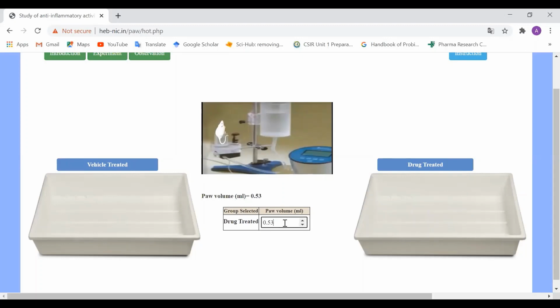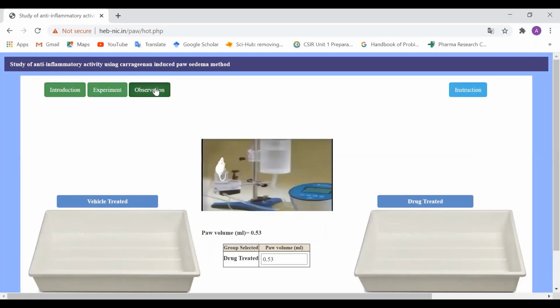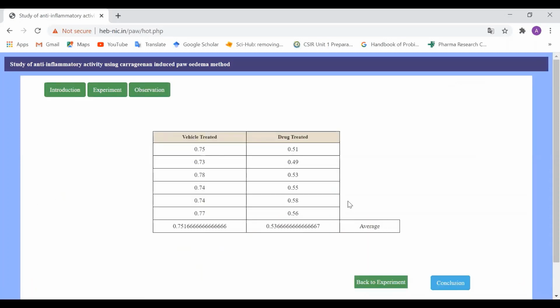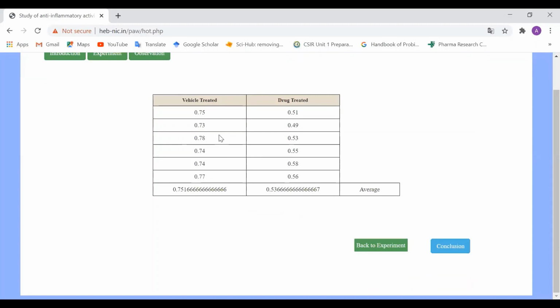When the procedure is completed, you can click on the observation where you can see the table. Here the table is divided into two parts. One is vehicle treated and next one is drug treated. In vehicle treated, you can see the average paw volume is 0.75, whereas the average paw volume in drug treated group is 0.53. So what you can see is that the paw volume after the treatment of drug is reduced. That is, the swelling or inflammation was reduced, hence the drug has shown anti-inflammatory activity.